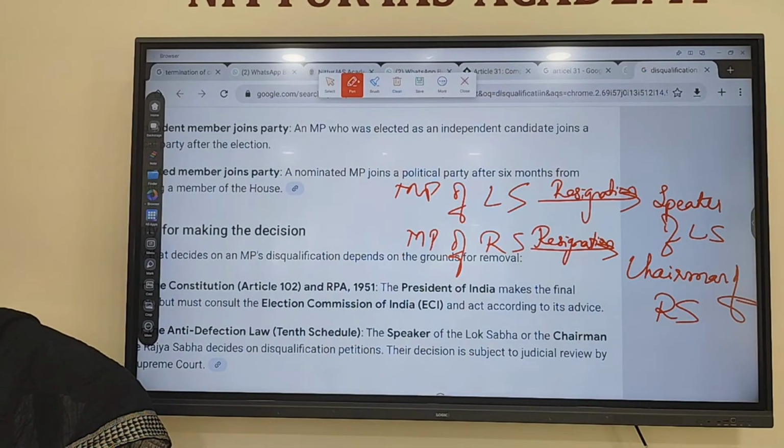Then the oath. They will take the oath in front of whom? Every member of either house of the parliament, before taking his or her seat in the house, has to make an oath in front of the president. All the MPs. Write down that. Oath for MP of Lok Sabha and Rajya Sabha, before the president.